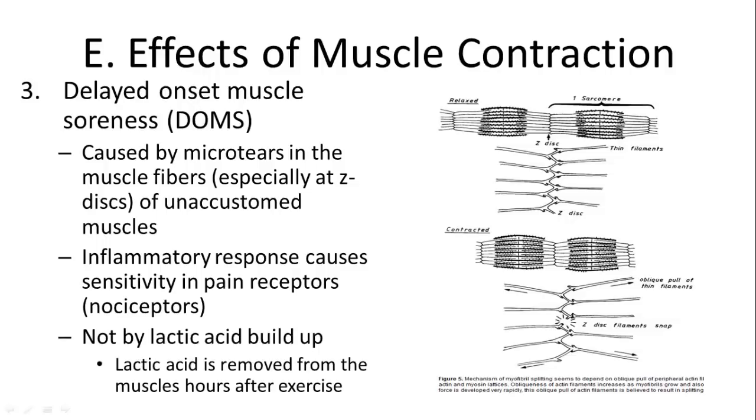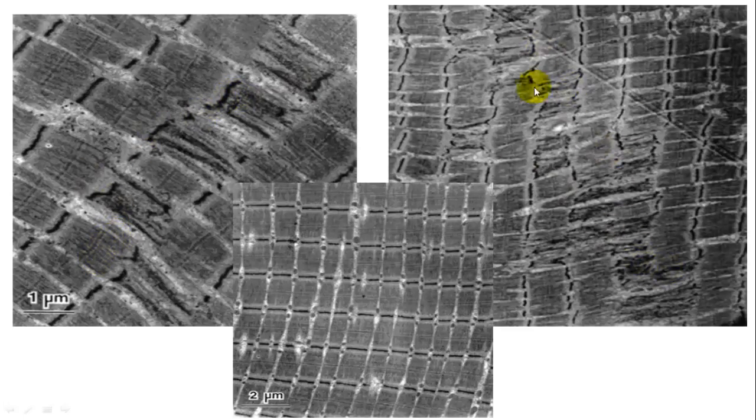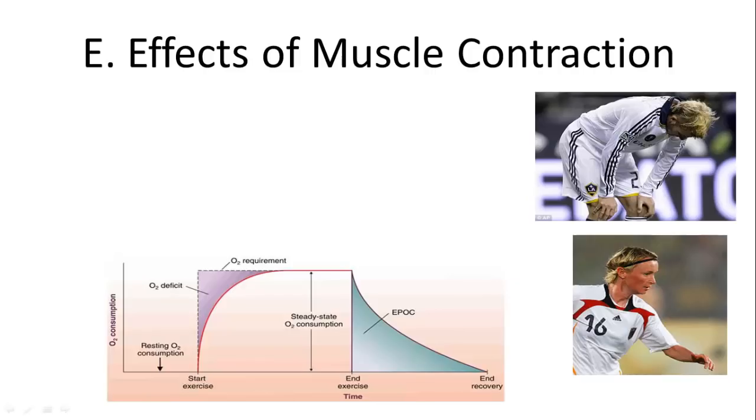And we know that because lactic acid is removed from the muscles hours after exercise, so it wouldn't make sense that that pain would continue if the lactic acid is gone. Here are some examples. This is a normal set of skeletal muscles. Here is delayed onset muscle soreness where those Z discs have torn. And here's another example here. Now when they grow back, they generally grow back stronger, bigger, often recruit more muscles, so a bigger, more fit muscle will replace it.